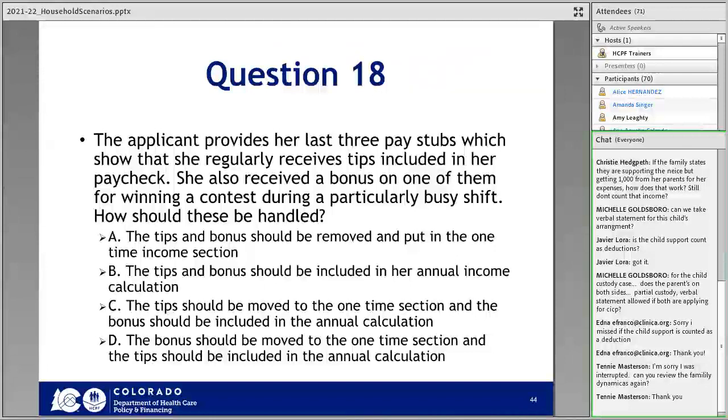All right, 18. The applicant, remember she works in a restaurant, she provides her last 3 pay stubs, which show that she regularly receives tips included in her paycheck. She also received a bonus on one of them for winning a contest during a particularly busy shift. So how should you handle these? Should the tips and the bonus be removed and put in the one-time income section? Should the tips and bonus be included in her annual income calculation? Should the tips be removed to the one-time section and the bonus included in the annual, or should the bonus be moved to the one-time and the tips included in the annual?